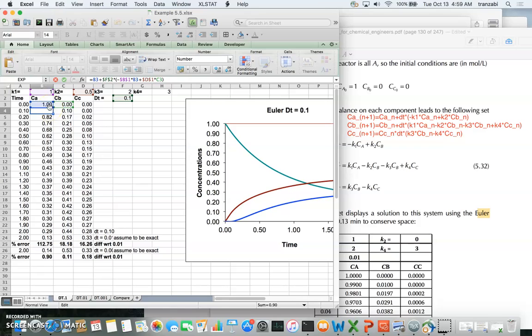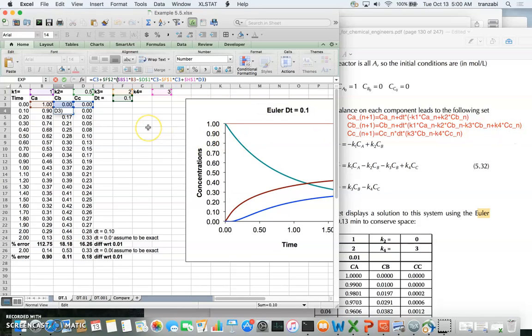So this is it. You can do the same thing for CB. CB is going to be the previous CB, which is C3, plus dt times K1, the brown cell, times CA, minus K2 times C3, which is this CB, minus the orange cell, which is K3, times, again, CB, and then plus the pink cell, which is K4, times D3, which is CC, and that's what it is.